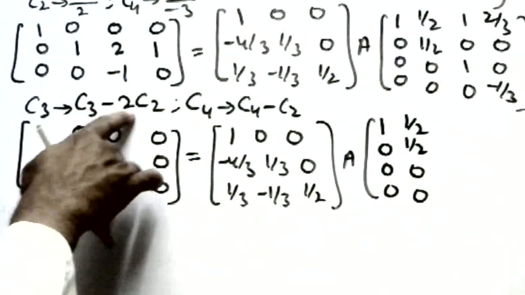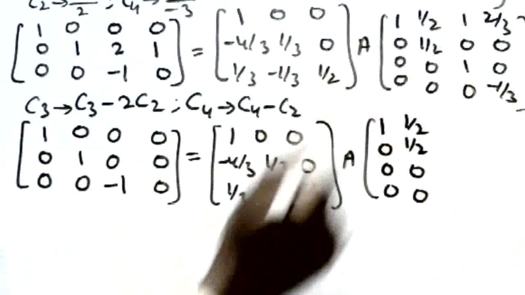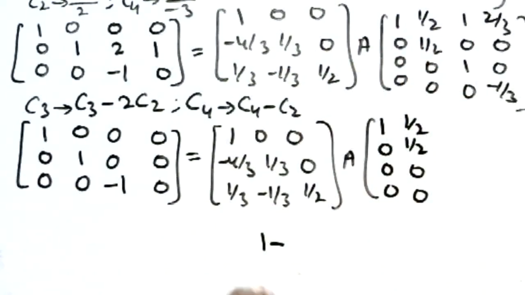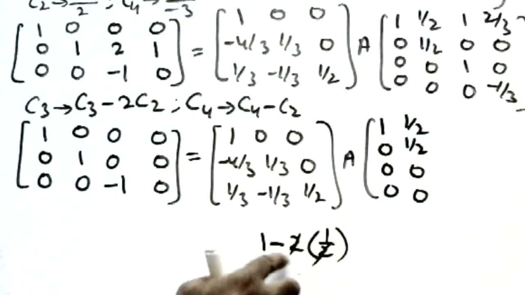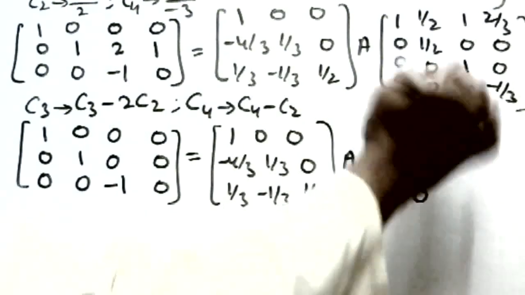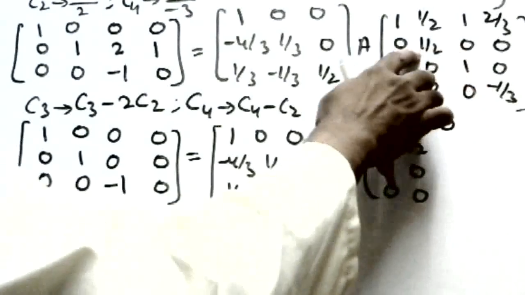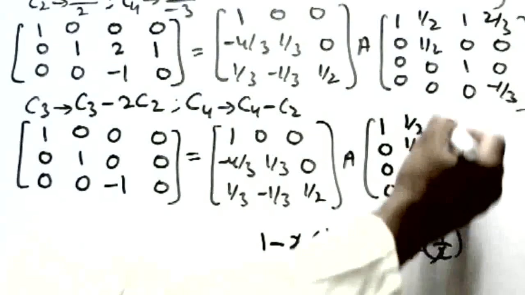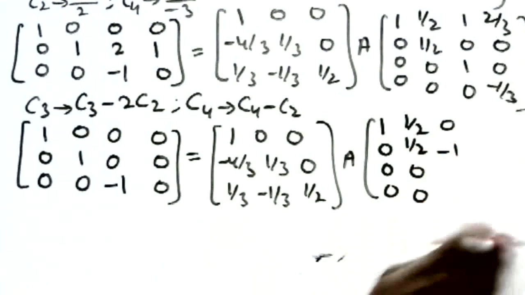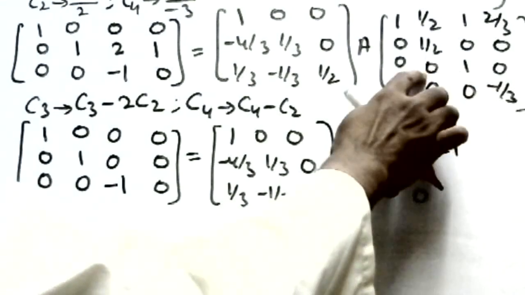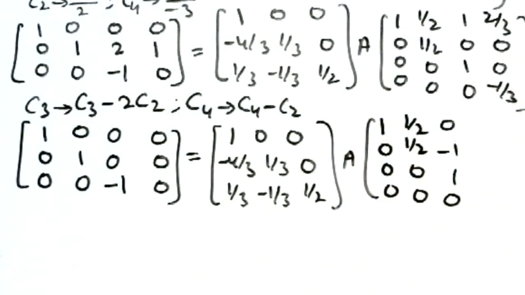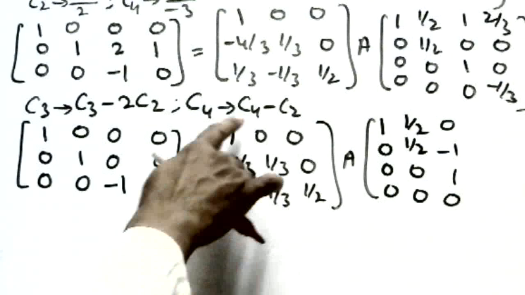Let me do the rough work. What is C3? C3 minus 2C2. You see here, C3 is 1. C3 minus 2 into C2, 1 by 2. So 1 by 2 means 2 will get cancelled, 1 minus 1 will be 0. C3 minus 2C2. So 2 will get cancelled, we are left with minus 1. Okay. Now here C3 minus 2 into 0 is 0, it will remain 1. Both are 0, so write 0.